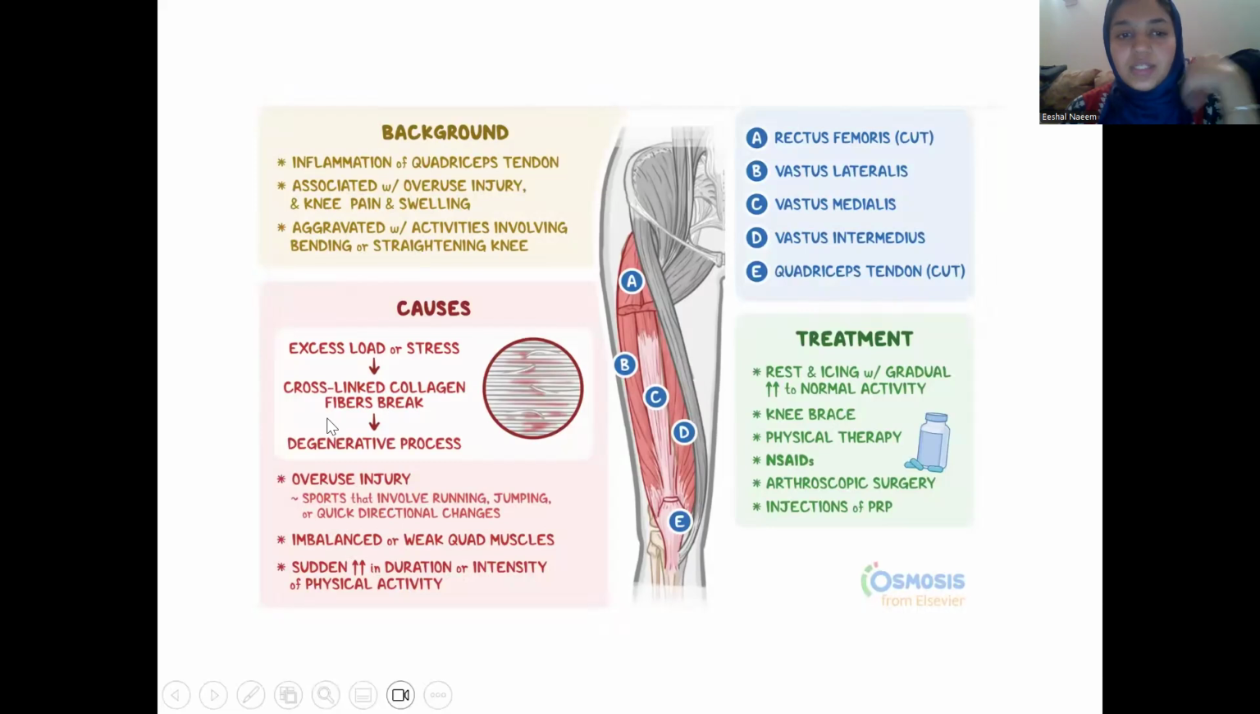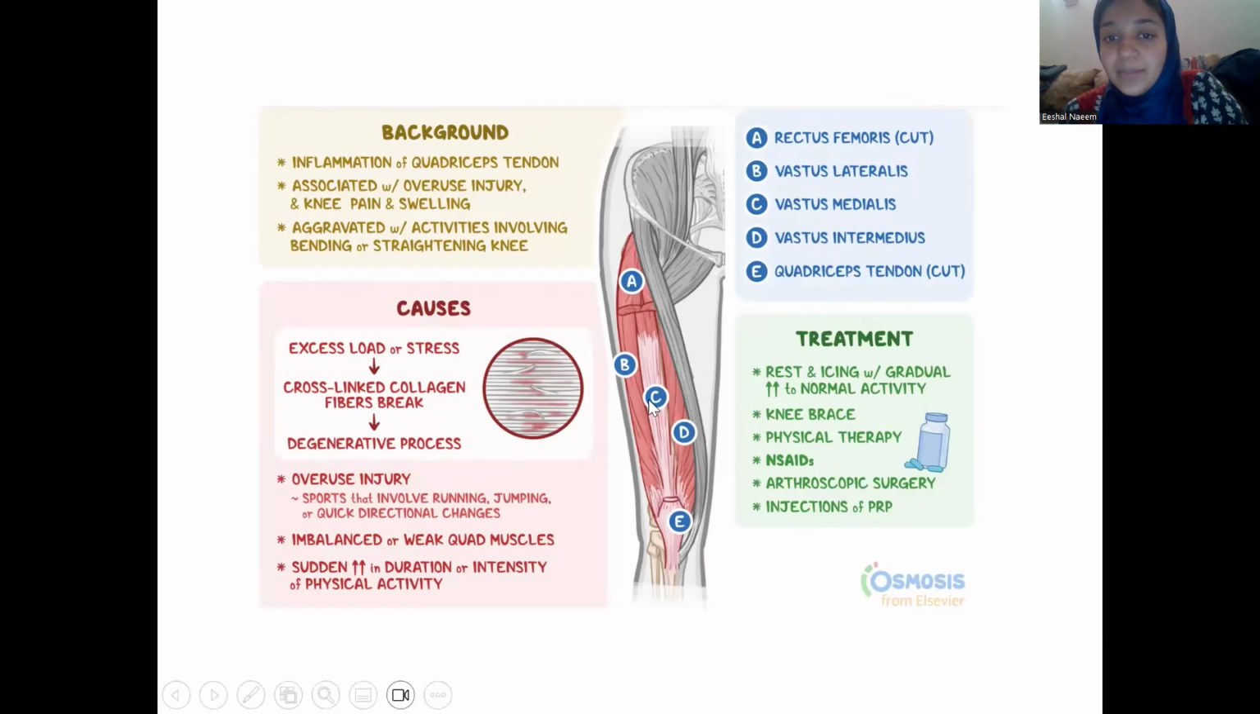Excessive load, stress, and that sort of leads to a degenerative process in the quadriceps tendon. So it's an overuse injury, or it can be due to weak quad muscles. If the woman is above 45 years old or 50 years old, it will usually be present in women who have osteoarthritis or rheumatoid arthritis or who have degenerative changes in their joints. Okay, so we have these muscles: rectus femoris, vastus lateralis, vastus medialis, vastus intermedius, and then the quadriceps tendon.